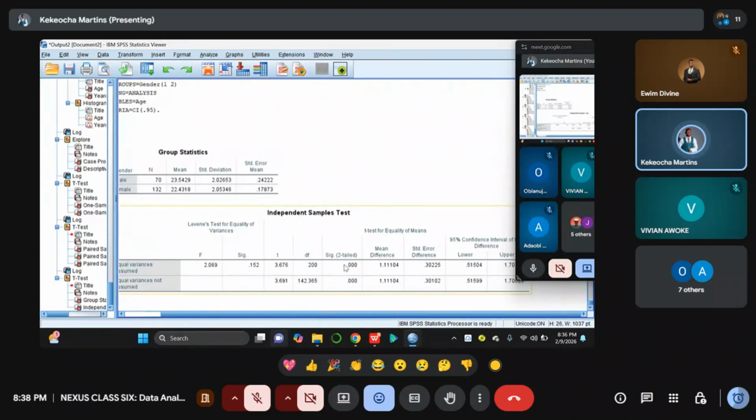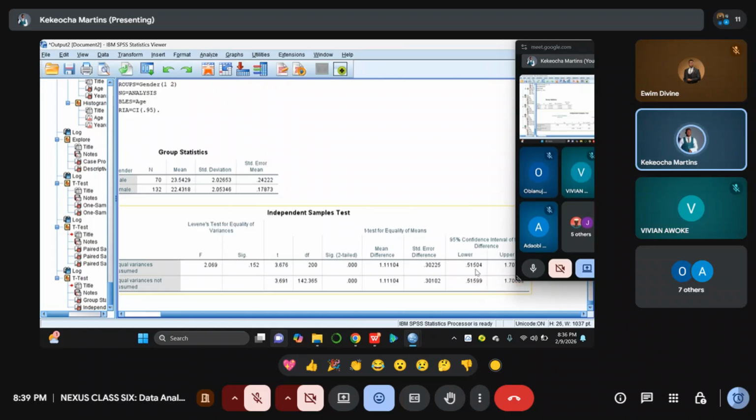So coming over to this side, we have our significant value to be 0.000, which is less than 0.05. So what this tries to tell us is that there is actually a significant difference between the mean age of males and the mean age of female. That is what it's trying to tell us. Then if you go over to the confidence interval too, you see that both of them don't contain zero.